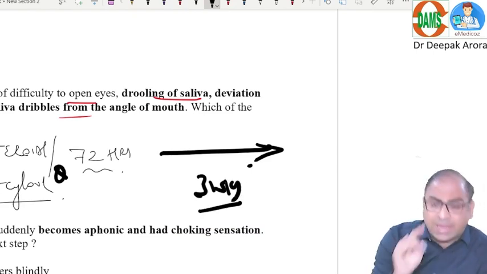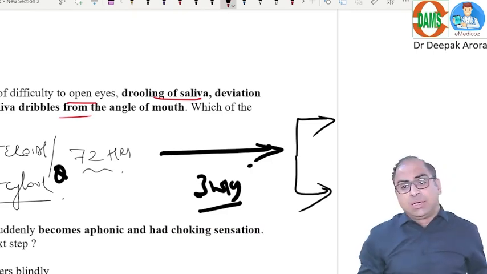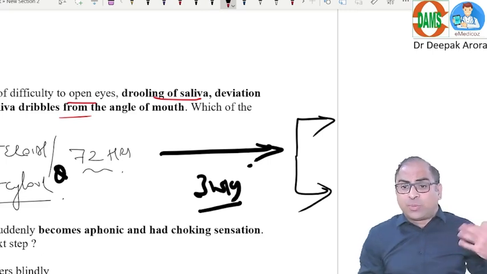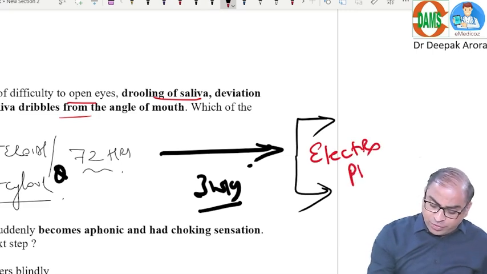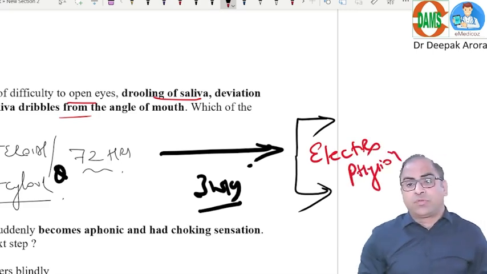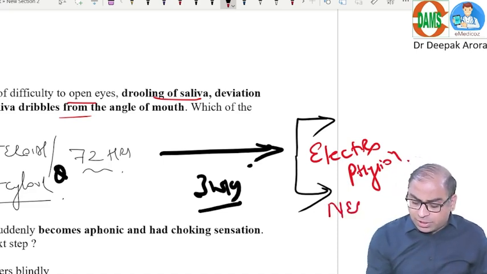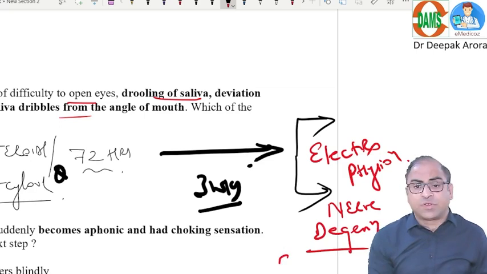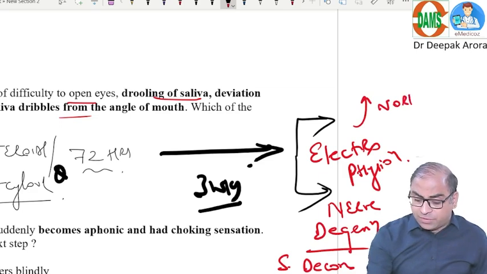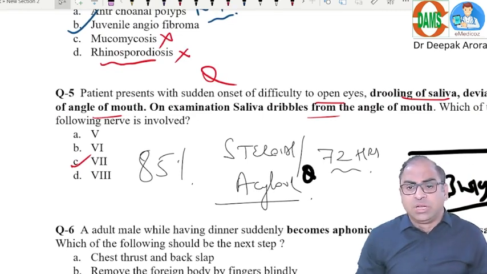And what is the golden rule we have to memorize for our upcoming INICET examination? If a patient is not responding within 3 weeks, it means he is not idiopathic. We have to go for the cause. We search for the cause with the help of electrophysiological testing. If the patient has some evidence of nerve degeneration, we'll go for surgical decompression. And if the nerve is normal, we repeat the same treatment for 3 weeks. So this is the simple part of management of Bell's palsy.